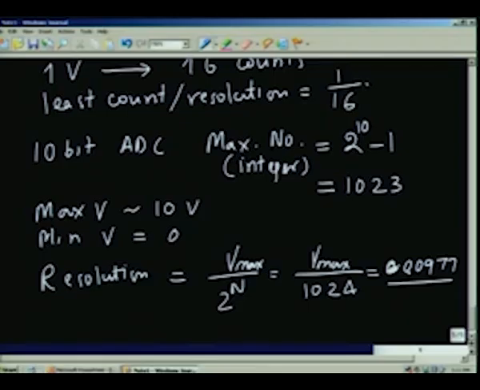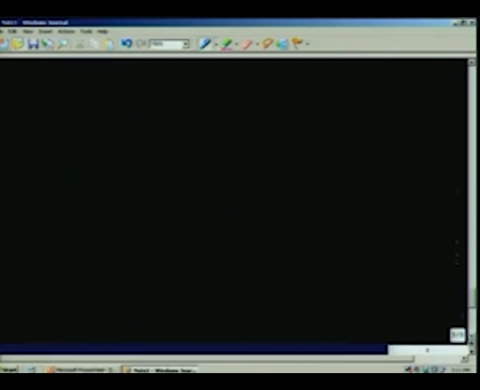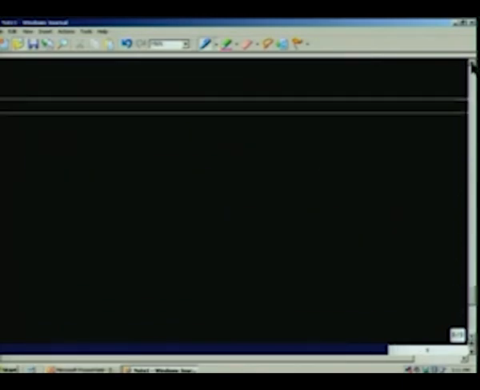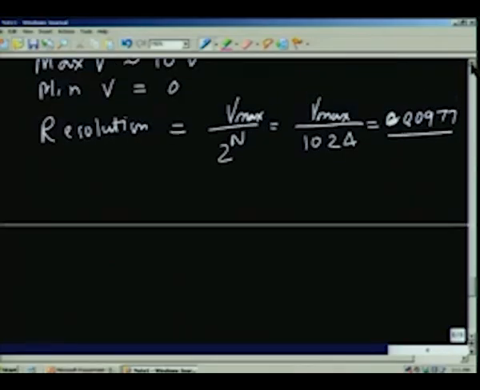So, what it means is that I think there is a small error here, let us just go through again.